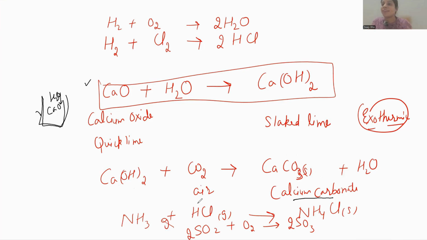So the next combination reaction is ammonia reacting with hydrochloric gas. It is going to form ammonium chloride. Sulfur dioxide is going to react with oxygen to form sulfur trioxide. All these reactions are combination reactions.